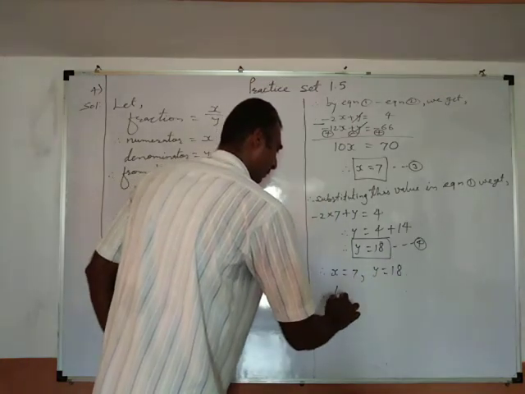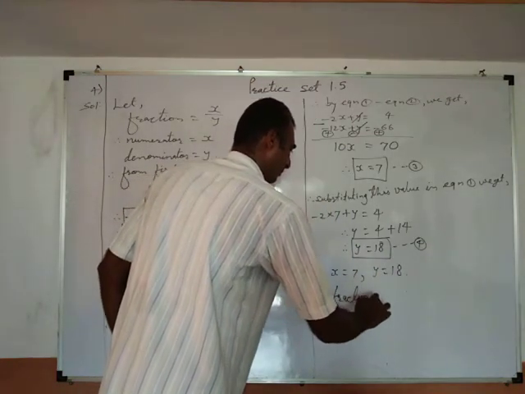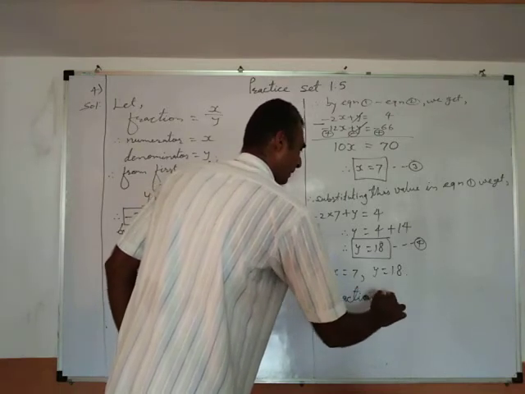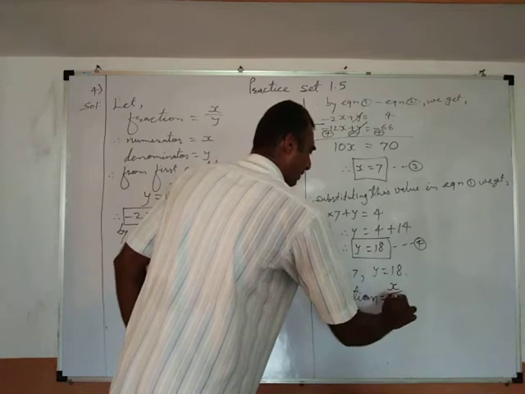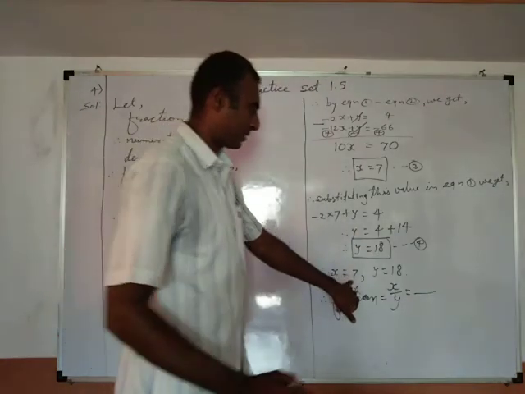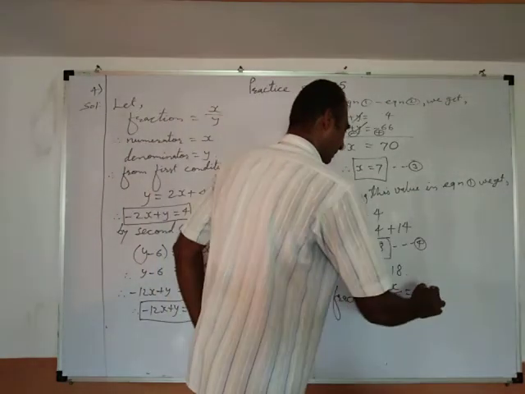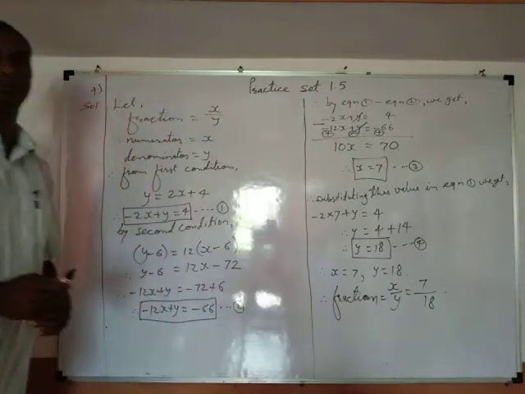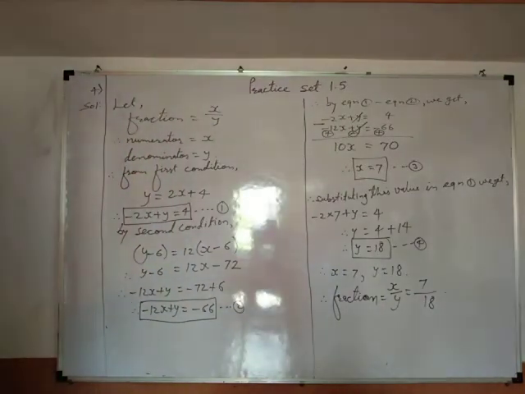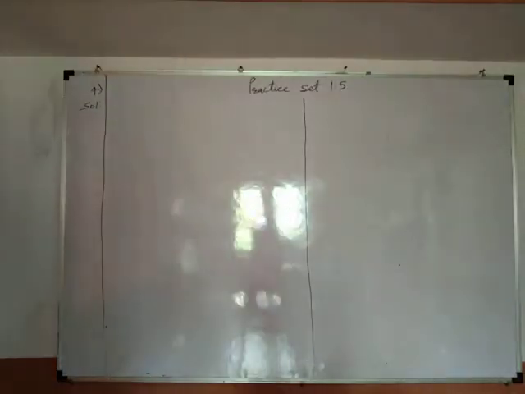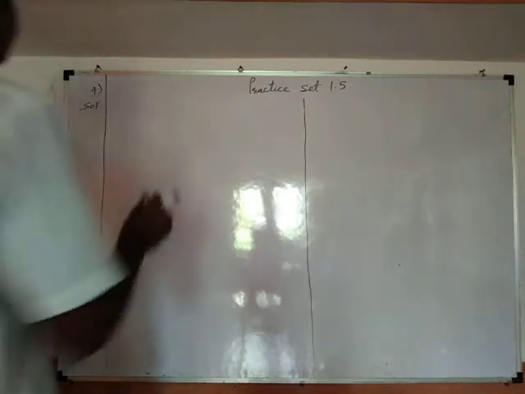Therefore, the fraction which we considered as x upon y equals x is 7, y is 18, means 7 upon 18. Let's see question 5th.